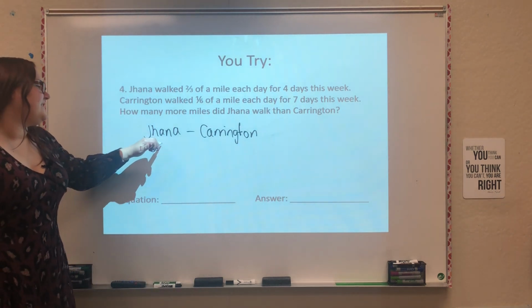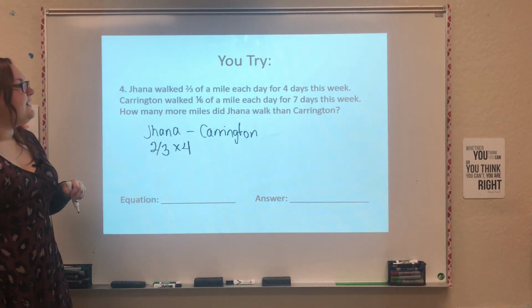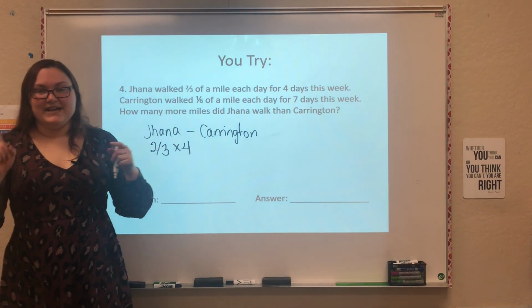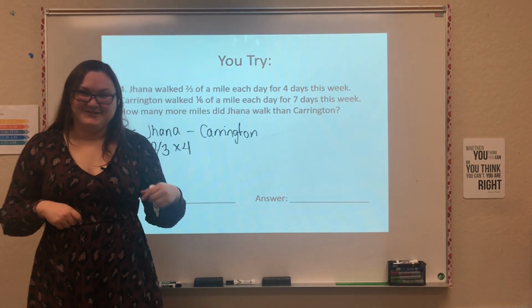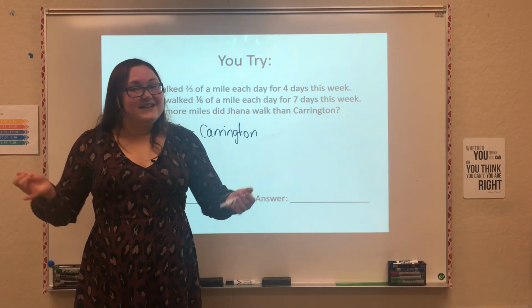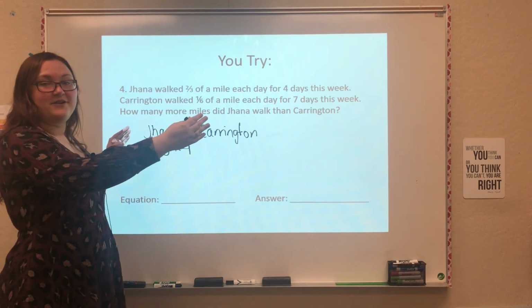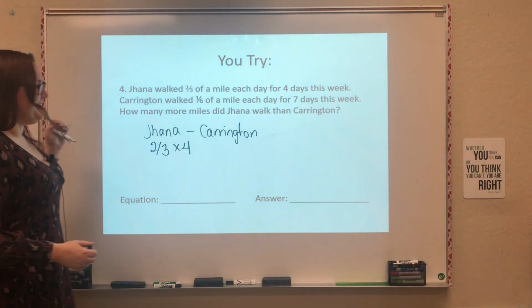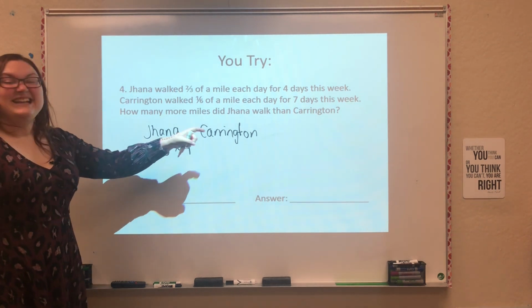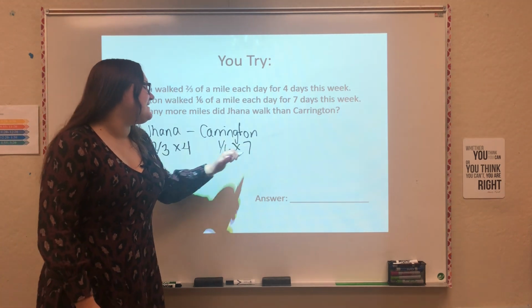So for Hannah, I'm going to say she walked 2/3 of a mile times 4 days. You could also say 2/3 of a mile on day 1 plus 2/3 of a mile on day 2 plus 2/3 of a mile on day 3 plus 2/3 of a mile on day 4. There's nothing wrong with that. But if we're using addition for that, that's going to make your problem even bigger than it's already going to be. So we've got Hannah is 2/3 of a mile times the 4 days. Carrington, similar, he is 1/6 of a mile times 7 days.